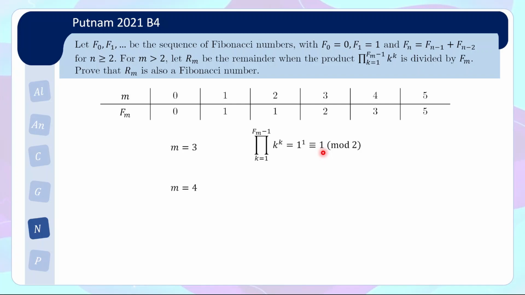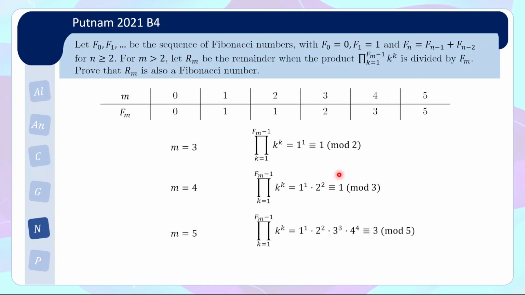It's more interesting when you look at m equals 4 and m equals 5. For m equals 4, the Fibonacci number is 3. So the product runs from 1 to 2. So we have 1 to the power 1 times 2 to the power 2, and we are taking mod 3. So this thing is actually 1 mod 3. So again, 1 is a Fibonacci number. Now, m equals 5 will give you the pattern of what's going on already. Fm is 5, so the product runs from 1 to 4. You have this product here, and you are taking mod 5. You can work out that this is congruent to 3 mod 5. So 3, again, is a Fibonacci number. So, very good.